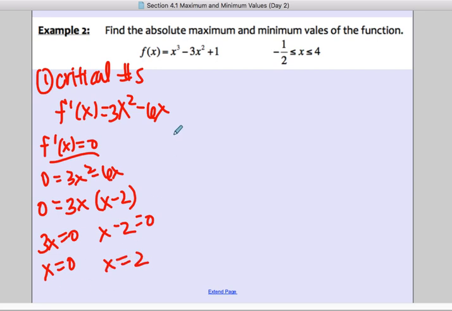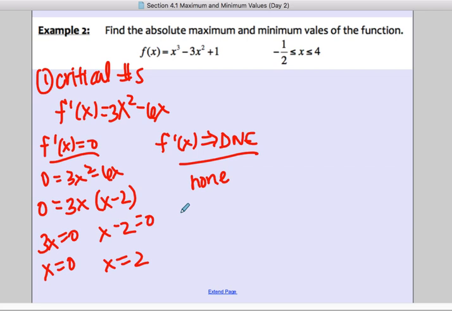I also must check if there is a place where my derivative does not exist. Well, it's a polynomial, so in this case there is none. But always make sure you check. If there was a fraction or a square root, you can't plug negatives in a square root. Those are the things that we're being cautious of.